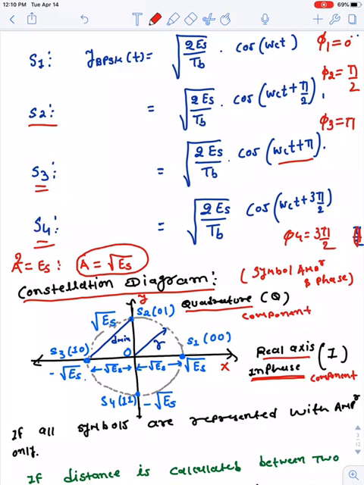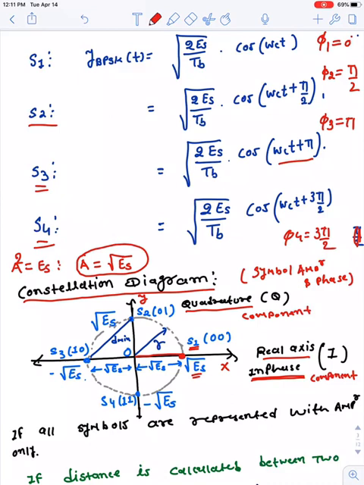Now, if we describe symbol 1, S1, what is the energy of symbol 1? Square root of Es. And what is the phase of symbol 1? It is 0 degrees. So it can be represented on this axis. This is the point.